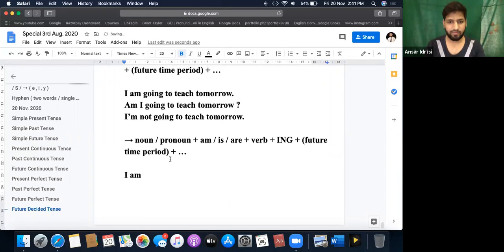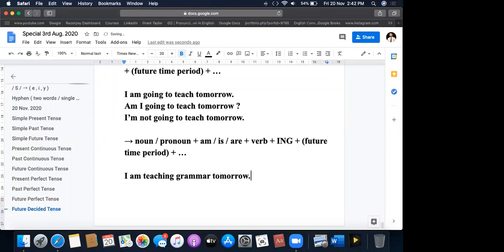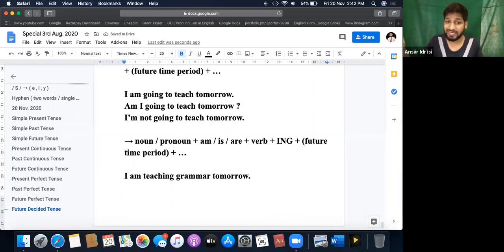I can prove it from the Cambridge book. Yeah, have a look here. So noun or pronoun plus am plus verb. I am teaching what? Grammar tomorrow. It is also future decided tense, the second way of making future decided tense.